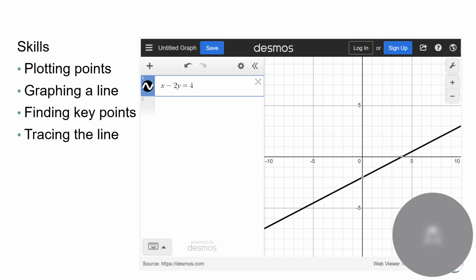All right, so this is when my window is about to get jacked up. So what I want to look at in this one is graphing a line, finding key points, and tracing the line. So when I click on this, it will pop this up, and hopefully I won't mess it up. But to graph a line on Desmos, well, first let's do some plotting of the points. So thinking about the one that we just did, I know it went through the point 4, 0.